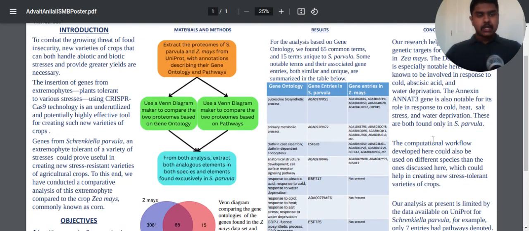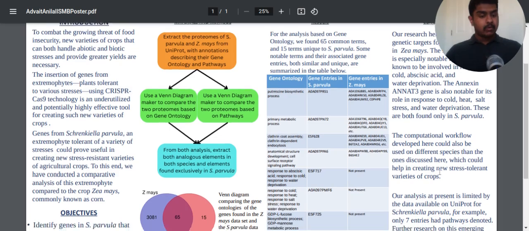The computational workflow that we have described here could also be used on different species than the ones discussed here, which could help in creating new stress tolerant varieties of crops.